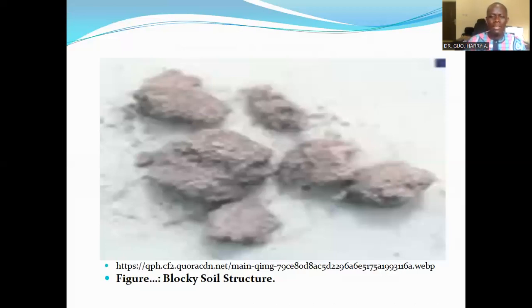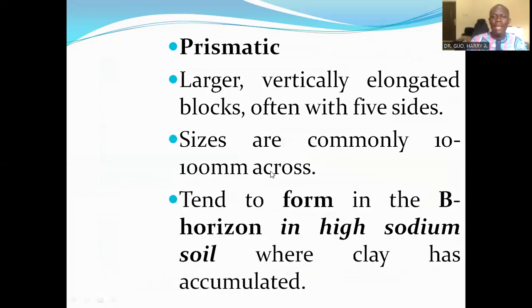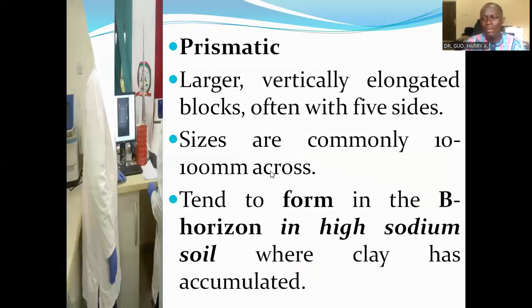So these are the blocky structures. They are roughly cube-shaped. You have the angular blocky that have sharp edges, and the subangular blocky types that do not have sharp edges. The next type of soil structure we want to look at is the prismatic structures.